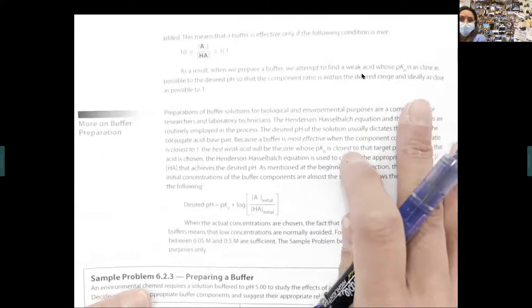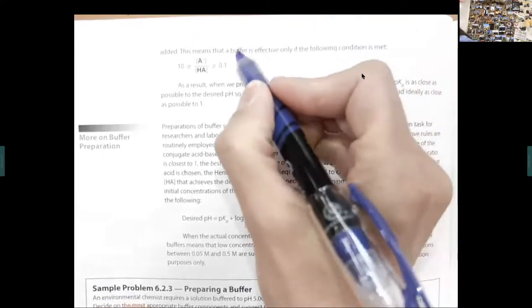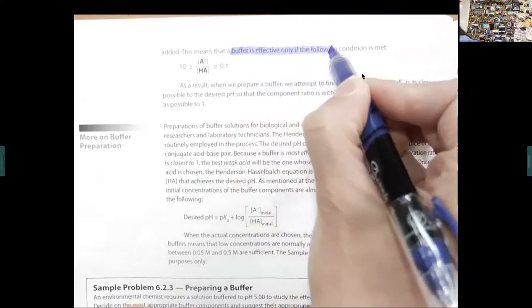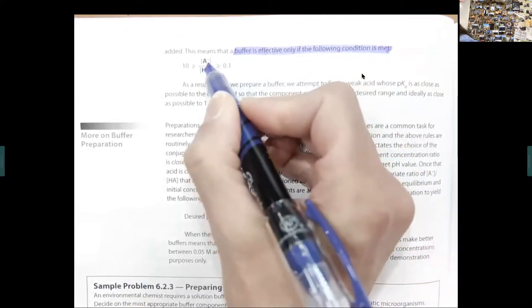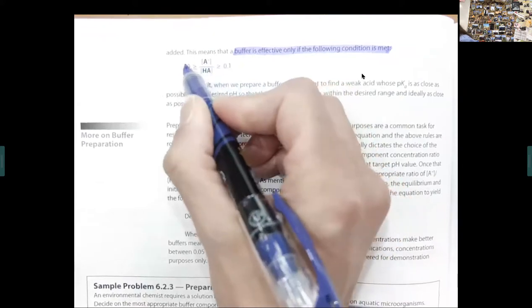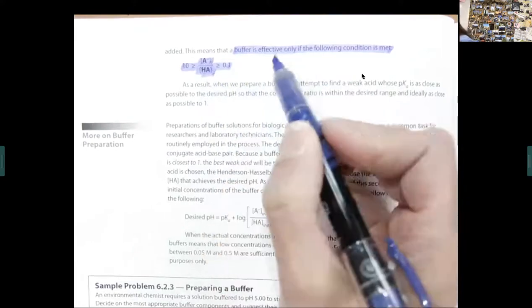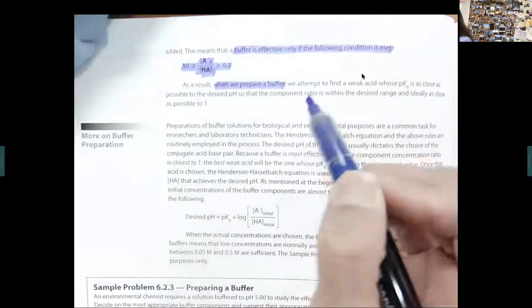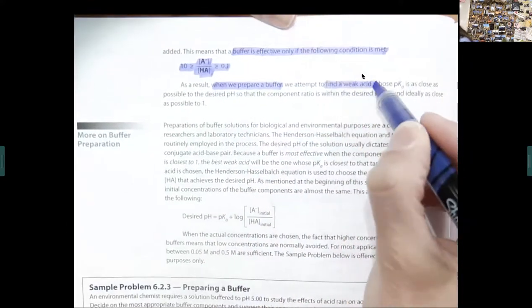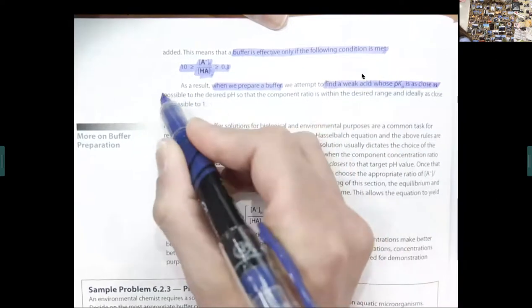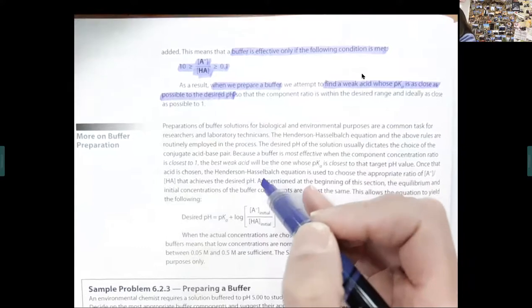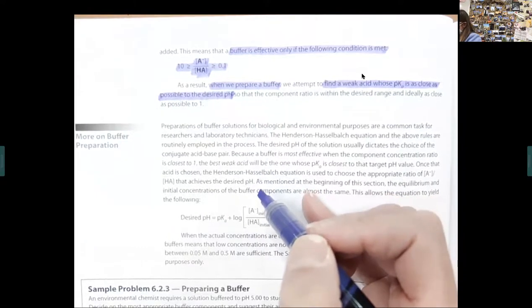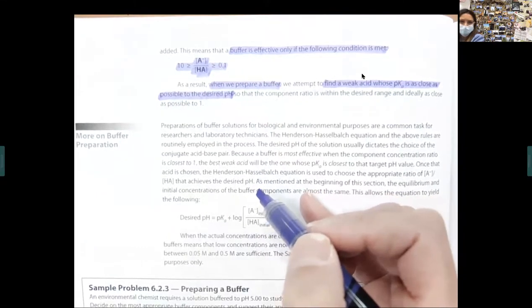Right here, it says that a buffer is effective only if the following condition is met. The ratio of the anion to the weak acid, or the conjugate base over the weak acid, has to fall within this range. So when we prepare a buffer, we want to find a weak acid whose pKa is as close as possible to the desired pH so that that ratio will fall within our desired range and be as close to 1 as possible.